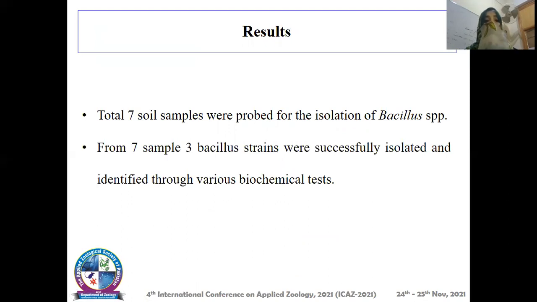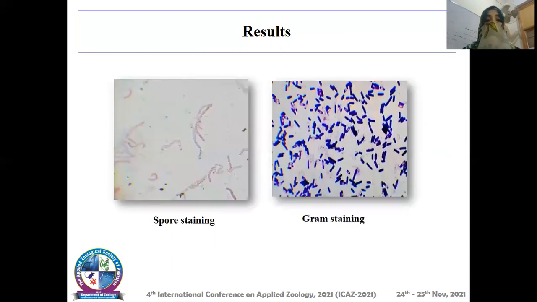A total of 7 soil samples were probed for the isolation of Bacillus species, and from those 7 samples, 3 Bacillus strains were successfully isolated and identified through various biochemical tests. These are the images which I took during gram staining and spore staining. Bacillus species are gram-positive rods. You can see clearly over here.